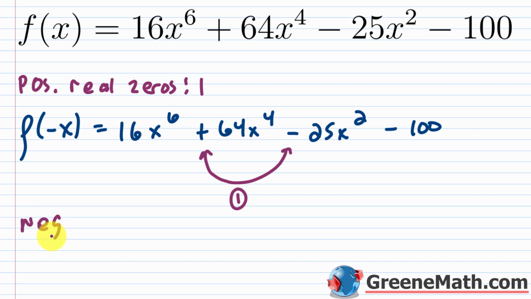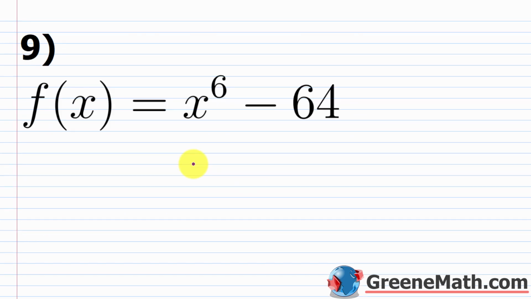So for the number of negative real zeros, it's the same thing. So negative real zeros, you're going to have exactly 1. All right, let's take a look at problem 9.